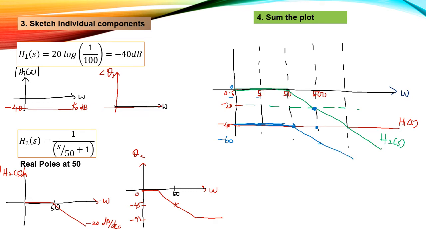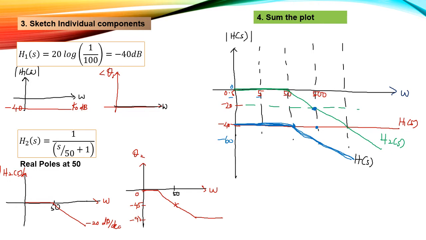Okay, so this is the magnitude summation of the transfer function. So this is your H(s), the main transfer function. This is the magnitude plot of H(s). How about the phase plot?